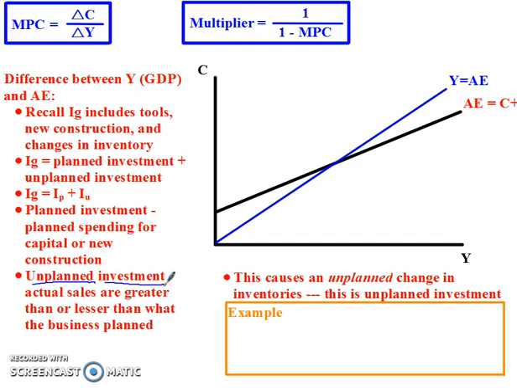Unplanned investment happens when your actual sales are greater than or less than what you planned. And if they're greater than or less than what you planned, then that's going to change the amount that you have in inventory. So really, this idea of unplanned investment is just the idea of inventories. So let's do an example of this.